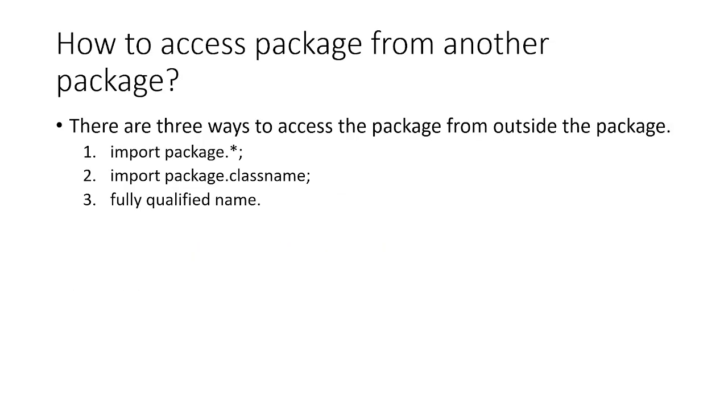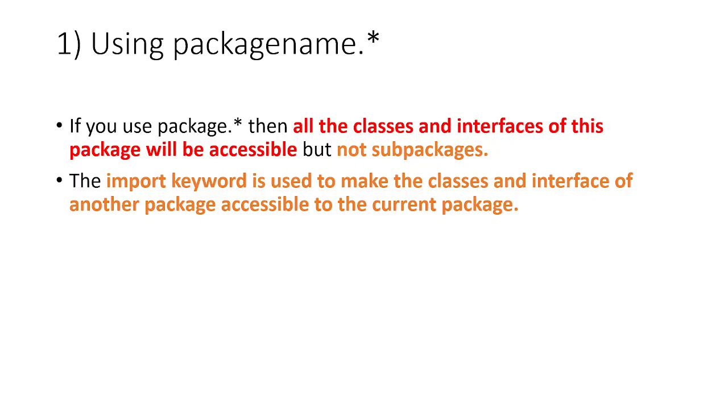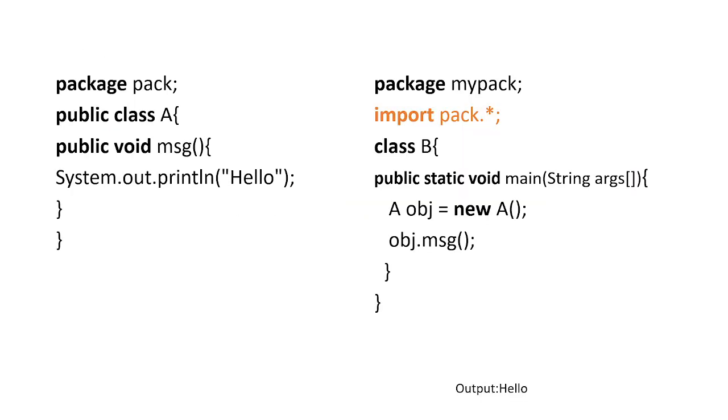Next, how to access a package from another package? There are three ways to access a package from the outside package. First: import package.*; second: import package.classname; third: fully qualified name. The first one is import package.*. The star indicates access to all the classes and interfaces, but not sub packages. The keyword import is used to make the classes and interfaces of another package accessible to the current package.